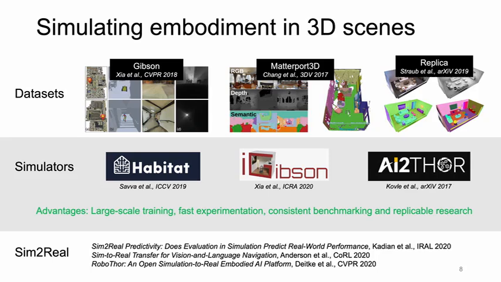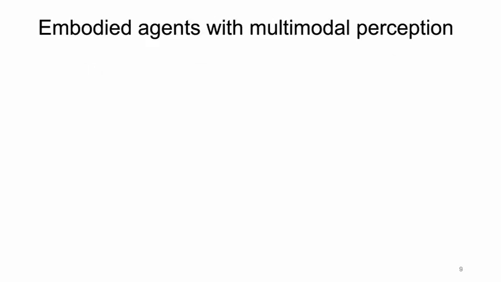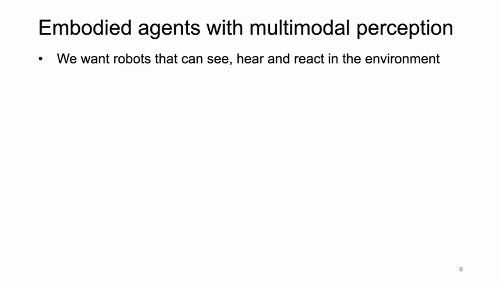While it is not clear how to bridge the gap between simulation and real world, recent work has shown that the gap can be effectively bridged for visual navigation if the right type of noise is introduced. So we want robots that can see, hear, and react in the environment.